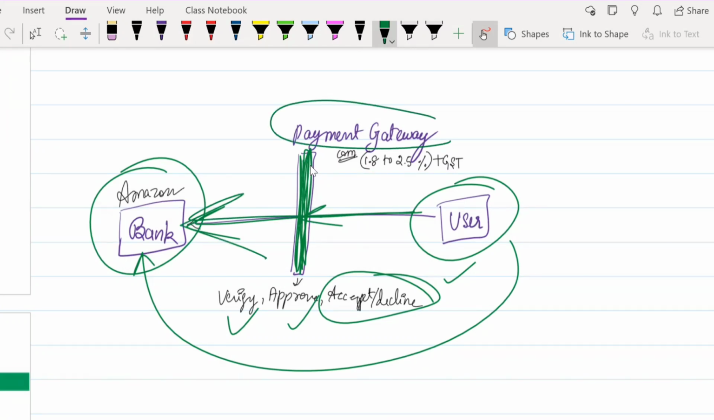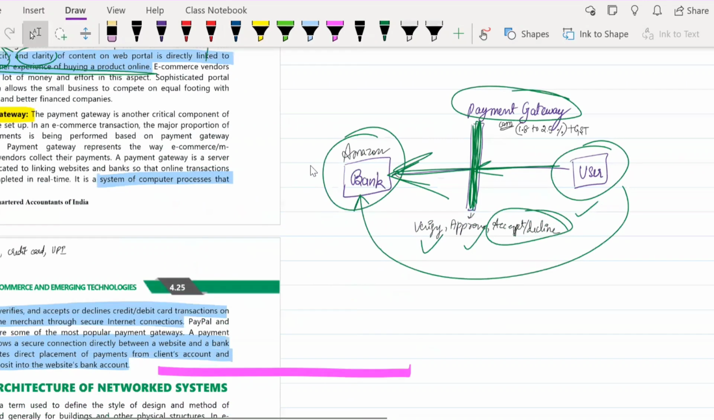Since the payment gateway is providing this service, it is going to charge a commission. So it charges about 1.8 to 2.5% of commission plus GST separately to send the payment to Amazon. Suppose now if you have paid 100 rupees to Amazon, always remember the whole 100 rupees has not reached Amazon. A part of it has been taken away by the payment gateway.